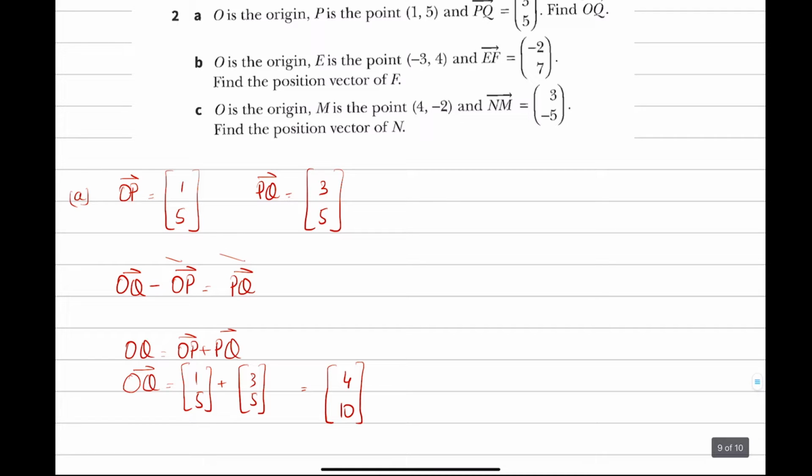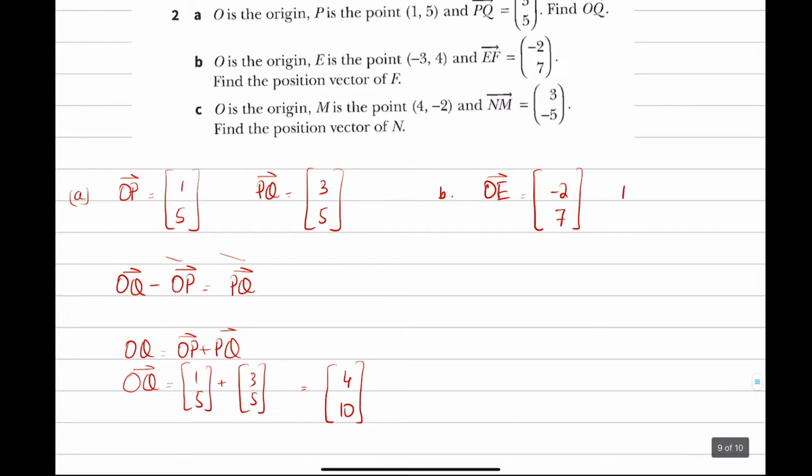Now part B is the same, more or less. It says O is the origin and E is the point minus 3, 4. So first thing I want to do is write OE. OE is minus 3, 4, and EF is minus 2, 7.